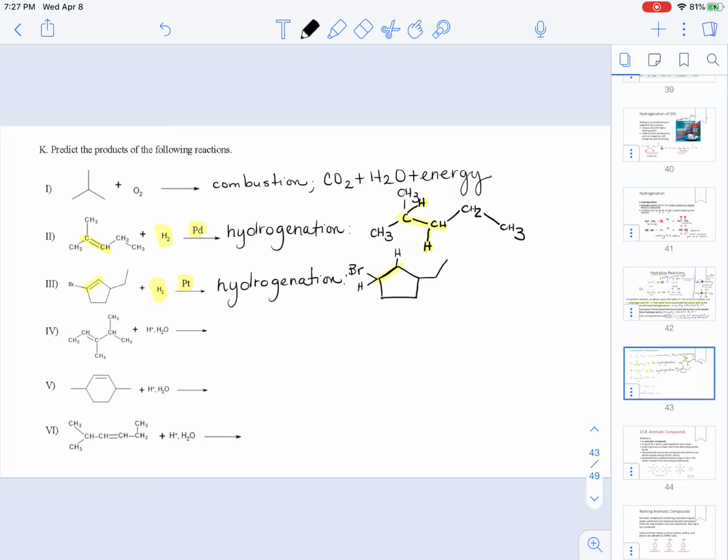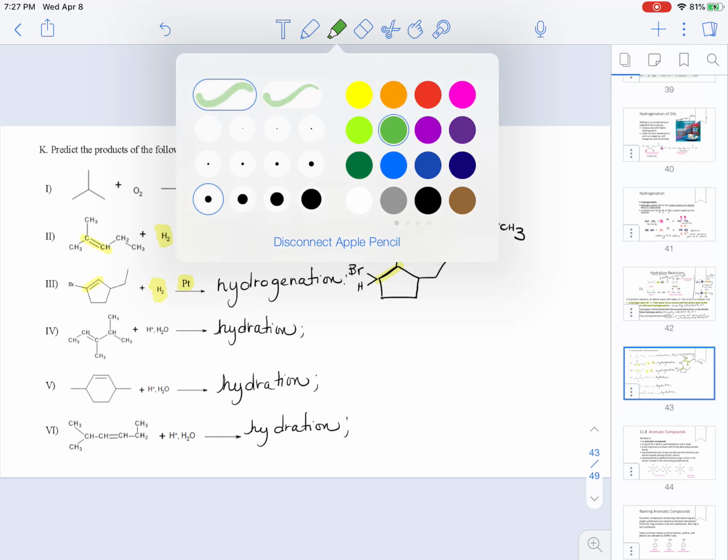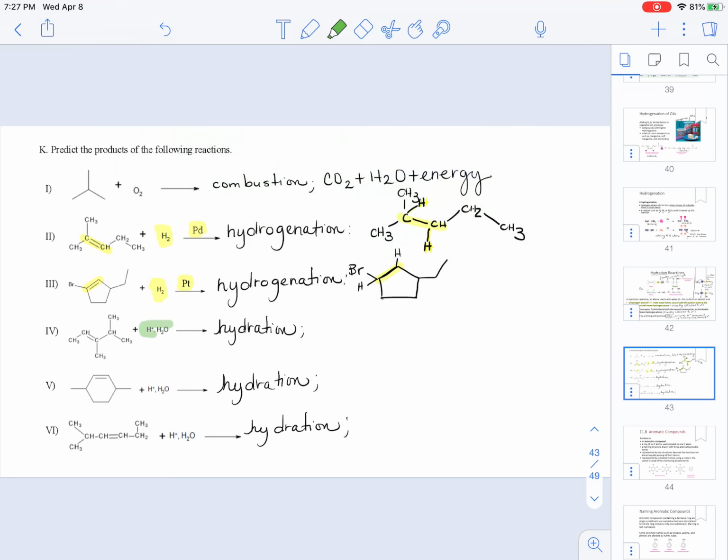Now let's move on to Roman numeral 4, 5, and 6. Each one of these reactions is going to be a hydration reaction. In these hydration reactions, the reason why I know it's a hydration reaction is because we are reacting acid and water. That is going to be our other reactant. And we have those paired with alkenes.